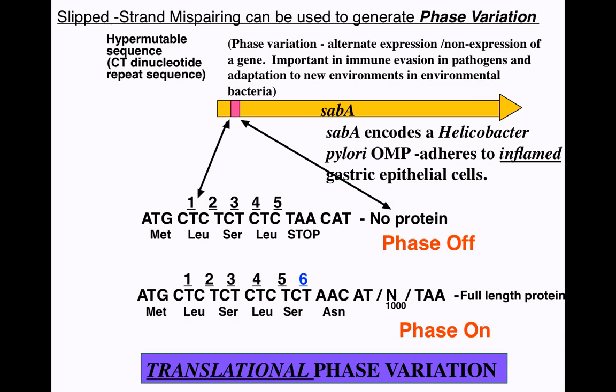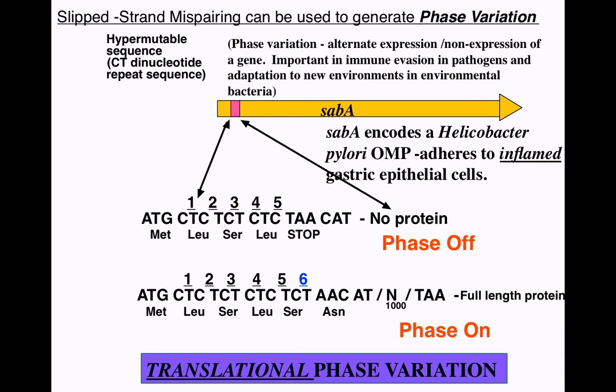So I'm going to use an example from my own lab. This is a bacterial protein in Helicobacter pylori that encodes an outer membrane protein that's important in the virulence of this bacterium. So SabA, shown here, encodes an outer membrane protein, similar to the porins that we talked about earlier, that allows the bacterium to adhere only to gastric cells or stomach cells when those cells are inflamed.